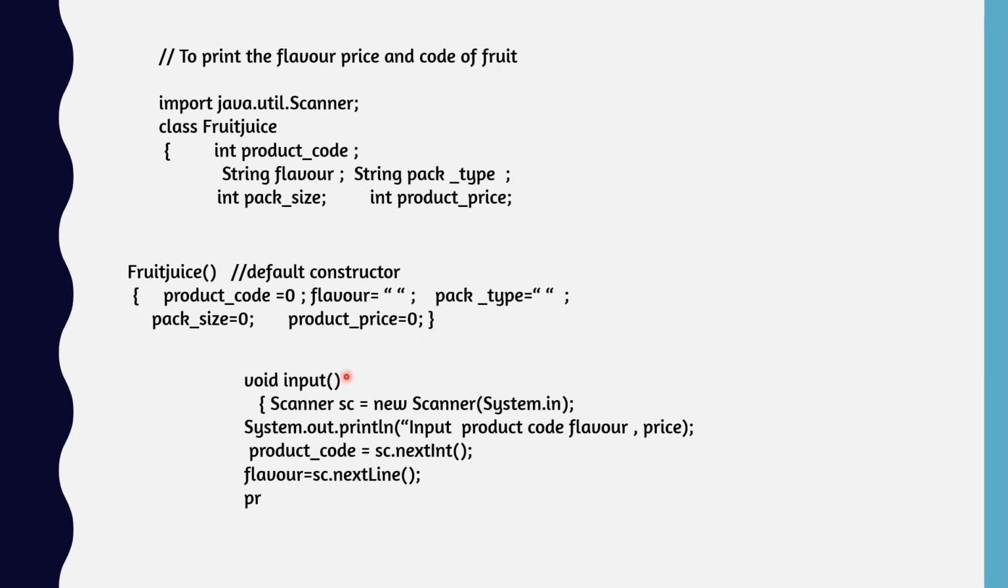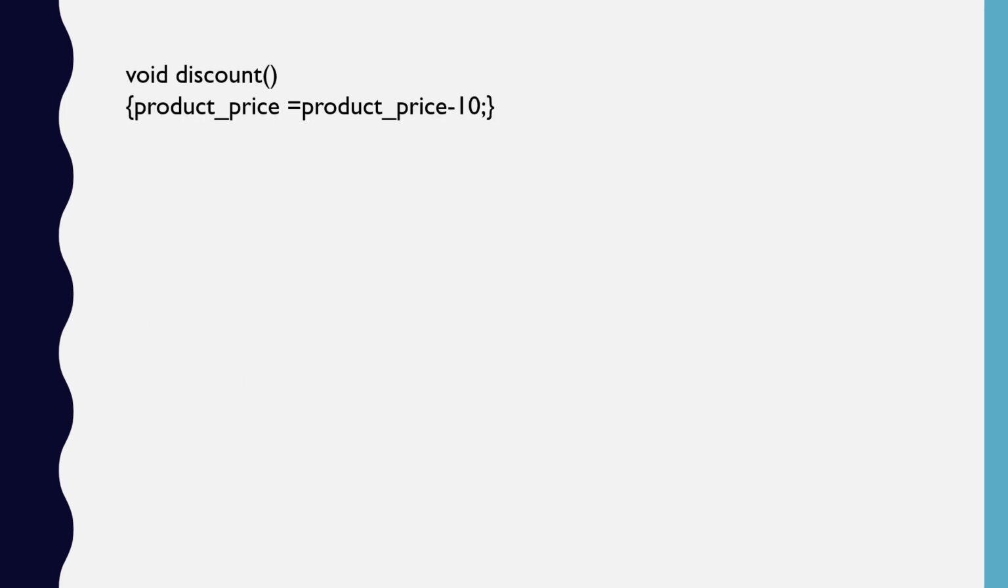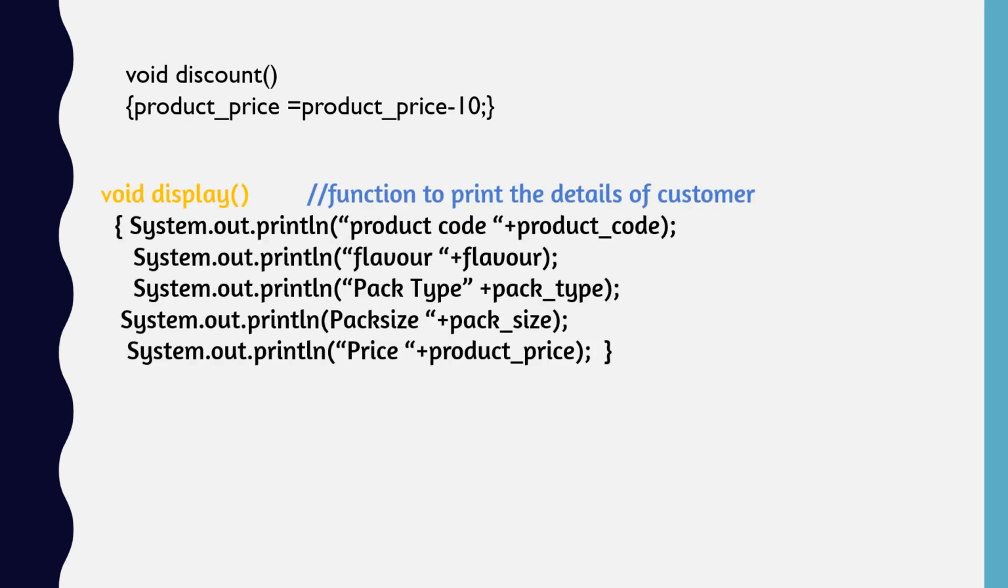And void input, we are inputting the details, so the scanner class will be written here. Scanner sc is equal to new Scanner(System.in) and accept product code, flavor, and price. Give the command, and productCode is equal to sc.nextInt. Flavor is a string, so sc.nextLine we can say, and price is int, so productPrice is equal to sc.nextInt. Void discount, one line is enough. productPrice is equal to productPrice minus 10. Reduce the product price by 10. That we have done. And now in void display, display the product code, flavor, pack type, pack size, and price. System.out.println, display all the details one by one.